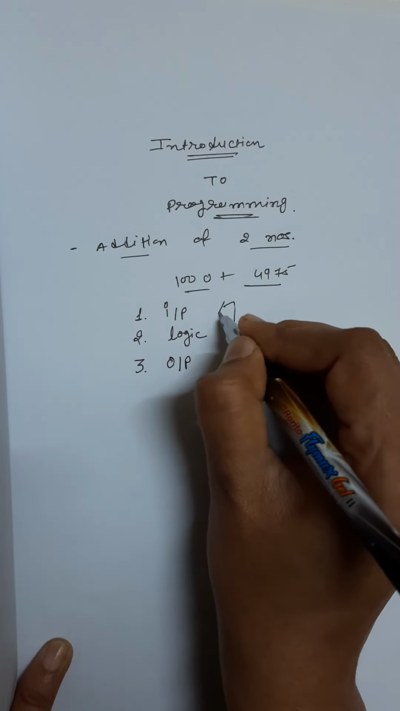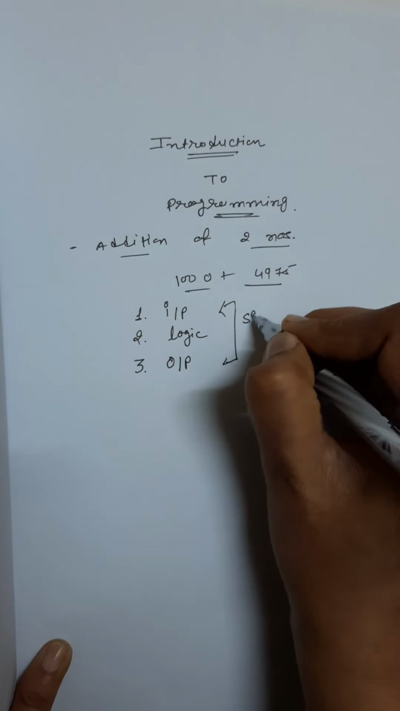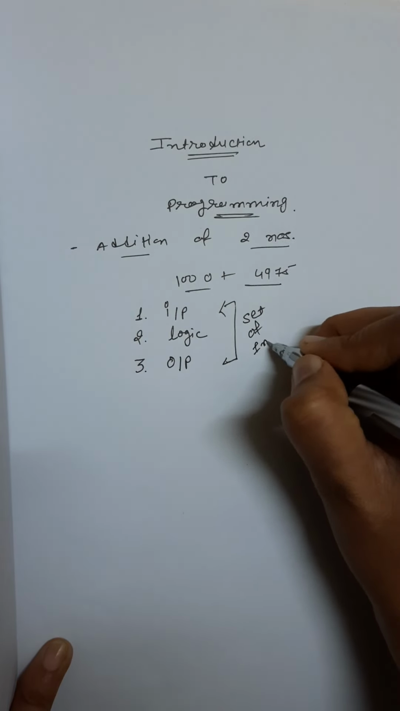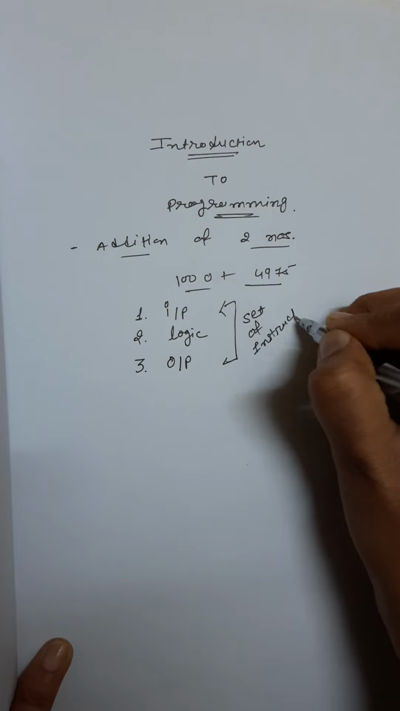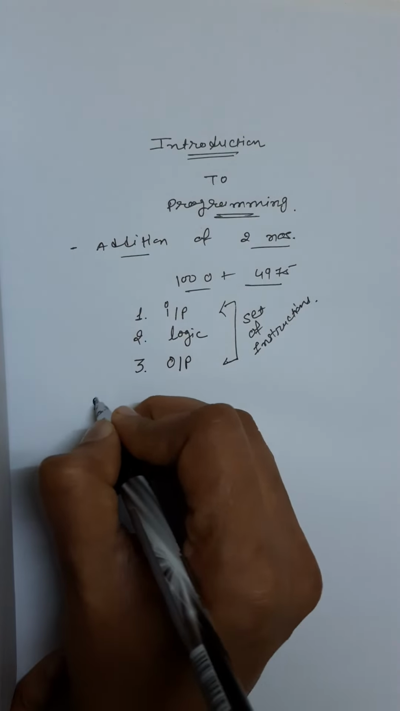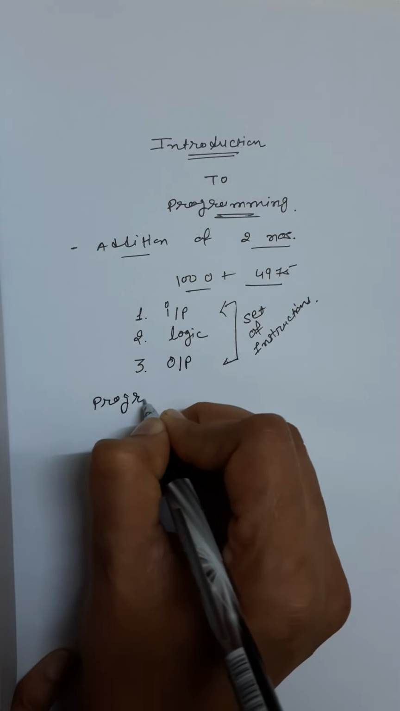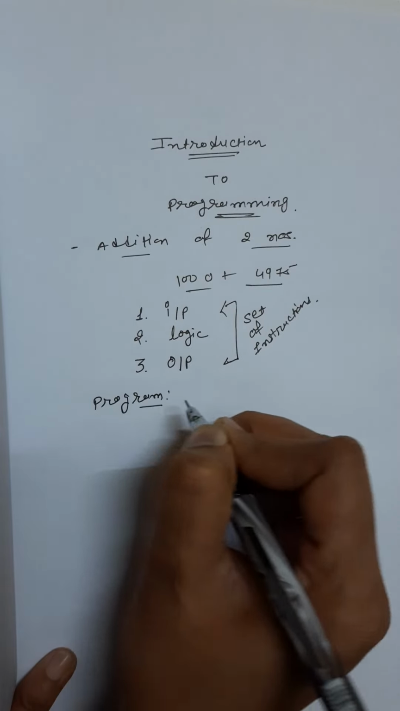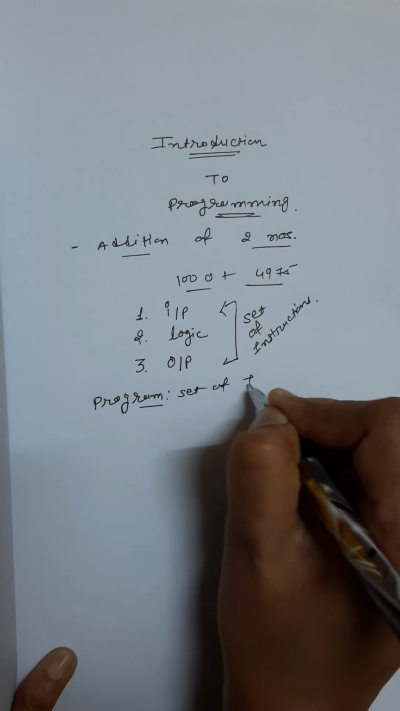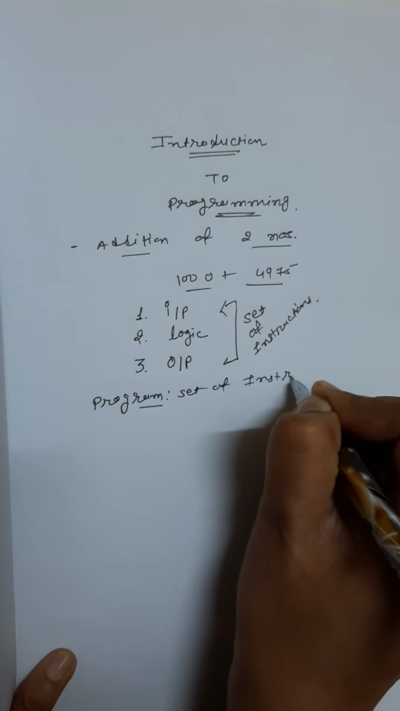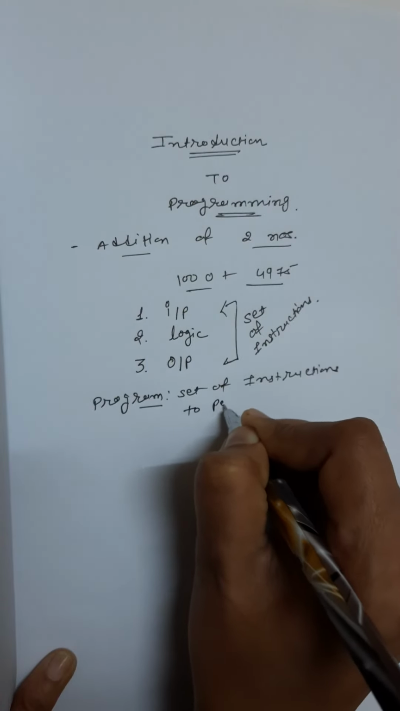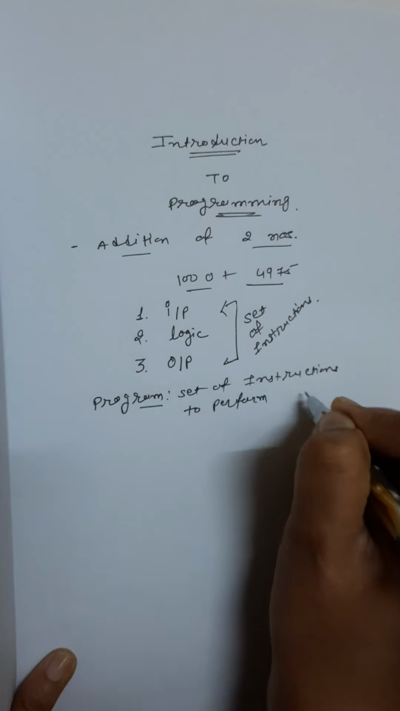So what all are these? All these are a set of instructions. Okay, and this set of instructions is called a program, right? So a program is a set of instructions which a programmer writes just to perform a task.